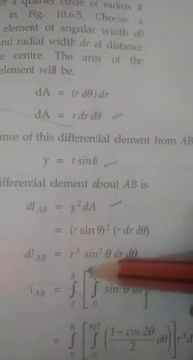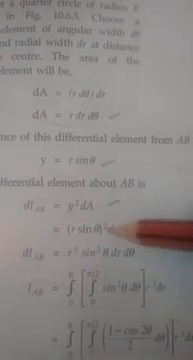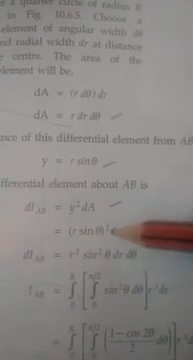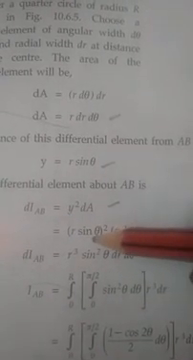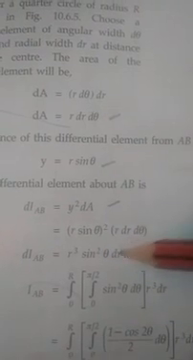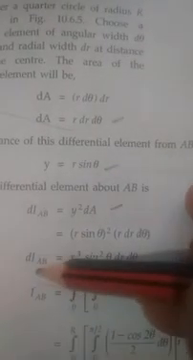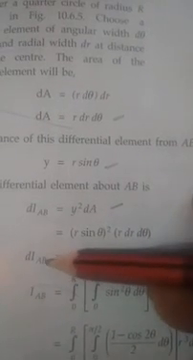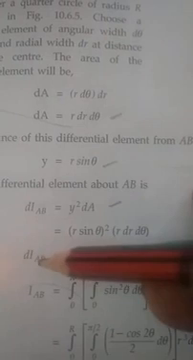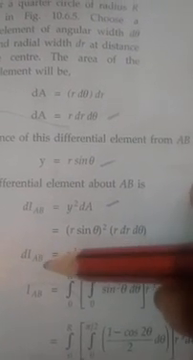So finally, if you remove the bracket, r square and r will become r cube. So this will become r cube sine square theta dr into d theta. This is dIAB. In order to get I, the moment of inertia, integrate on both sides, both the left hand side as well as the right hand side, you have to integrate.